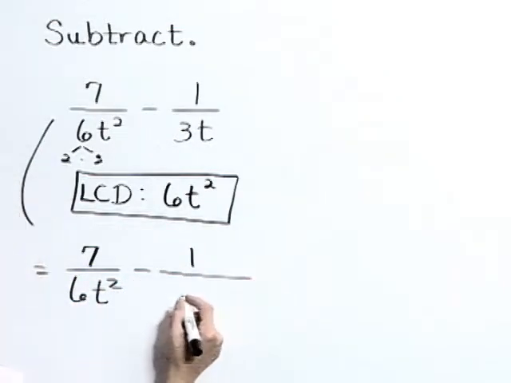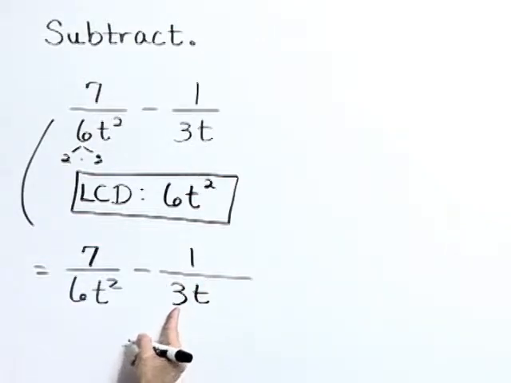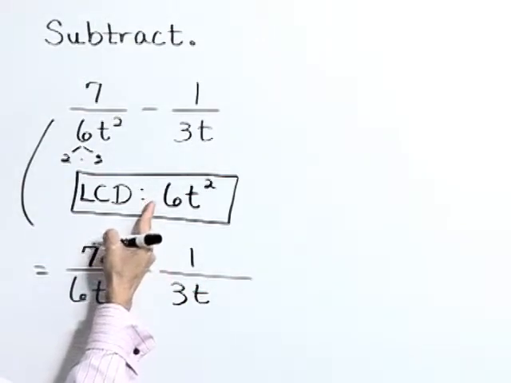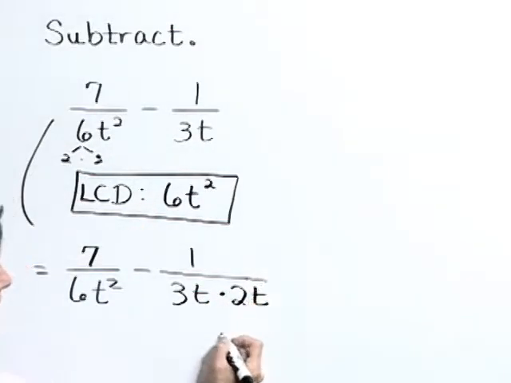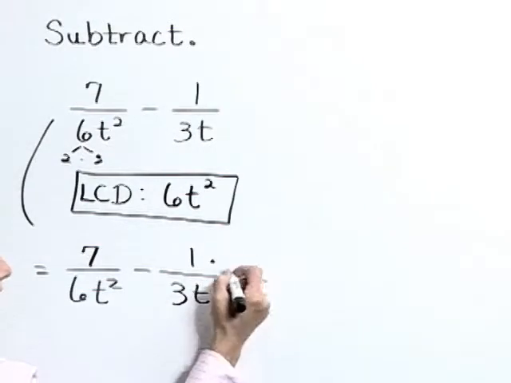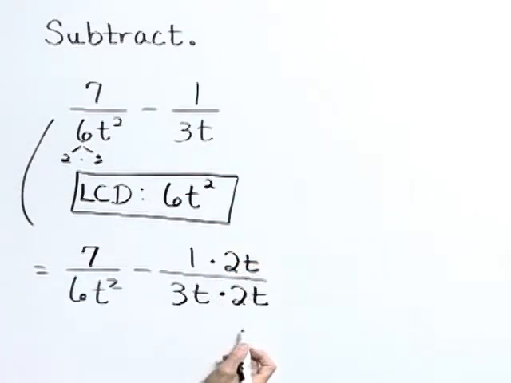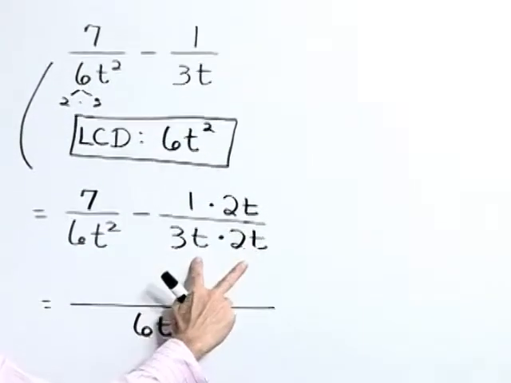But with our second fraction, we're going to have to build that denominator up. To turn 3t into 6t squared, we need to multiply it by 2t. If we multiply the denominator by something, we need to multiply that numerator by the same value, thereby multiplying by a factor of 1. Now, both of our denominators are in this form 6t squared.